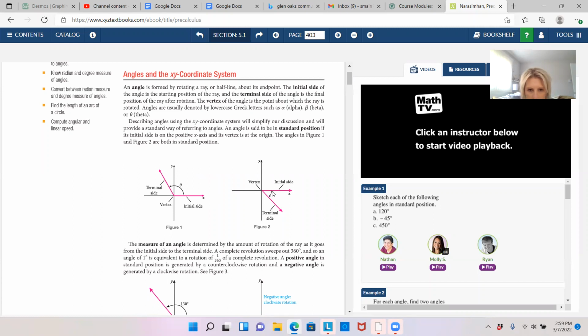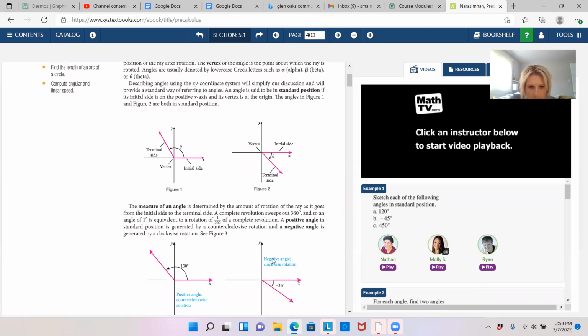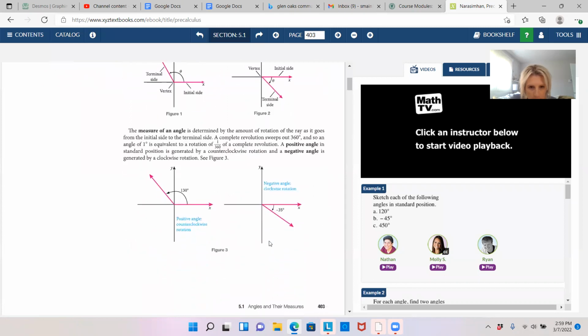Now, figure 2 has to have the same initial side. Initial side is always when we start on the positive x-axis. Now, this angle goes down, which is clockwise. That's going to be a negative angle. And then you can see that its terminal side is in the 4th quadrant. So a positive angle in standard position is generated counterclockwise, and a negative angle is generated clockwise.